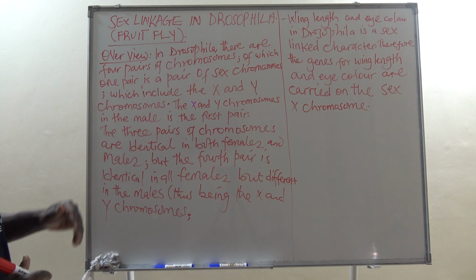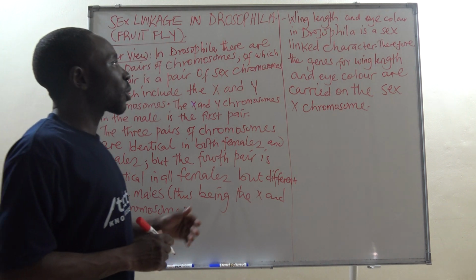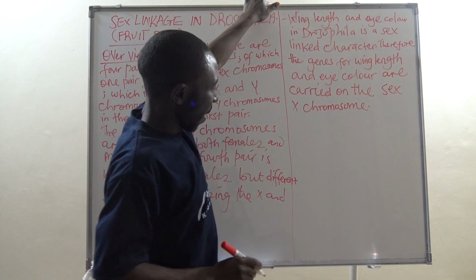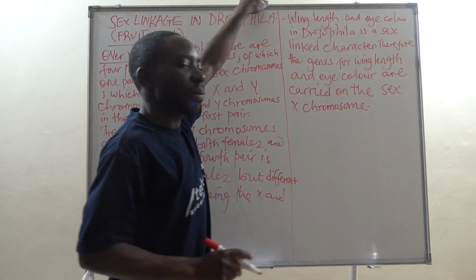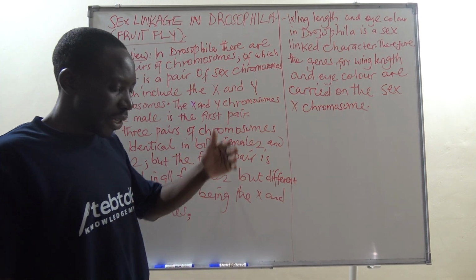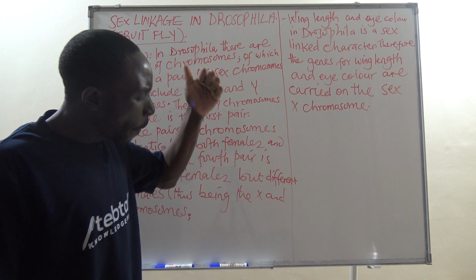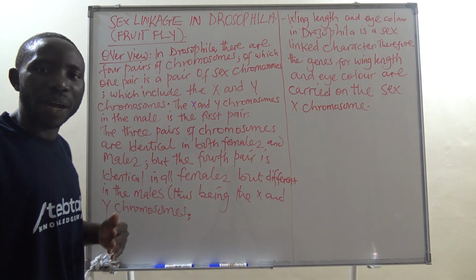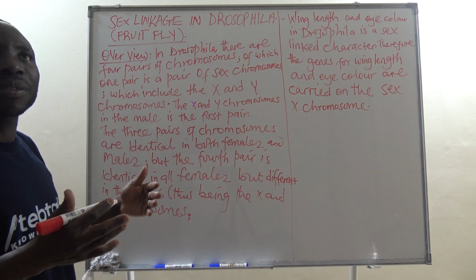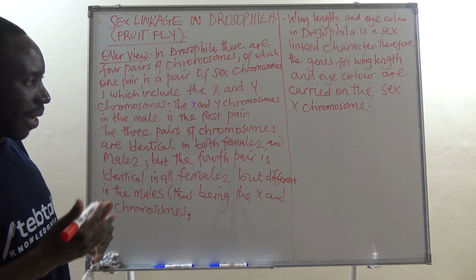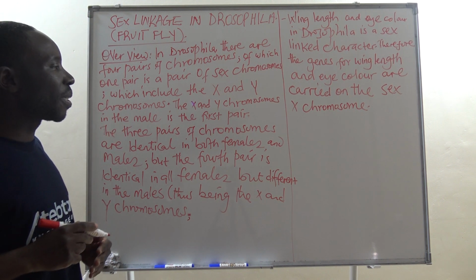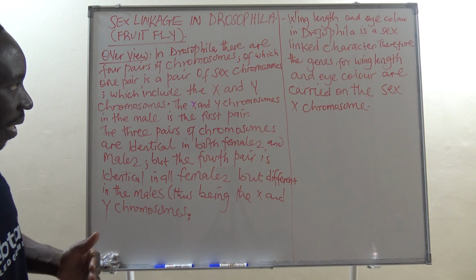Now, what are the variations of the wing length and then eye color as characters? Because this is dihybrid inheritance of two pairs of contrasting characteristics. Two pairs of contrasting characteristics are transmitted at a time, which means those are four characters being transmitted at a go.